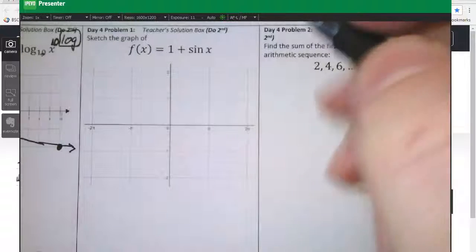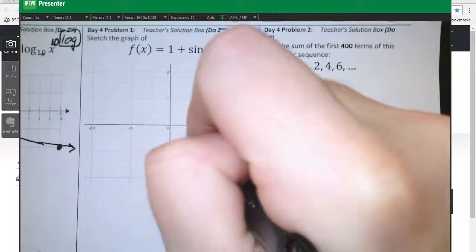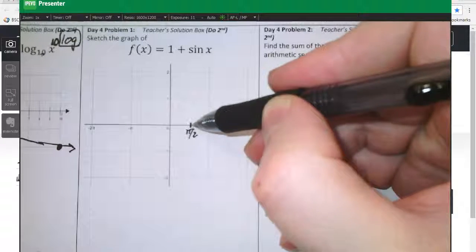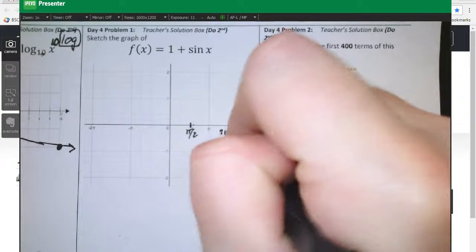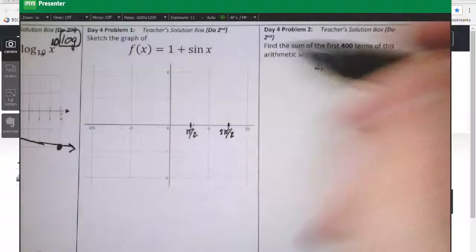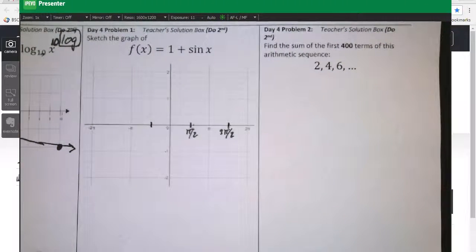I know from experience with these that we're going to find a dot when x is pi over 2, so let's add that on the x-axis. It wasn't already printed. And then we're also going to find a dot when x is 3 pi over 2. Let's add that value to the x-axis as well. Then moving to the left, mark that spot right there, that's negative pi over 2, and mark that spot there, that's negative 3 pi over 2.